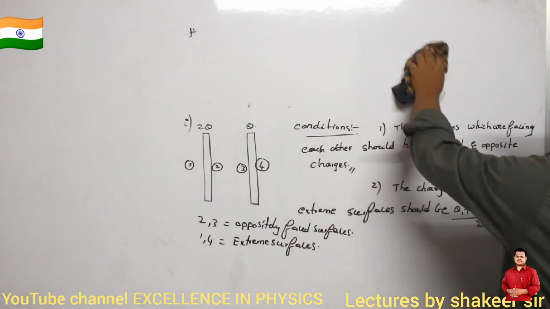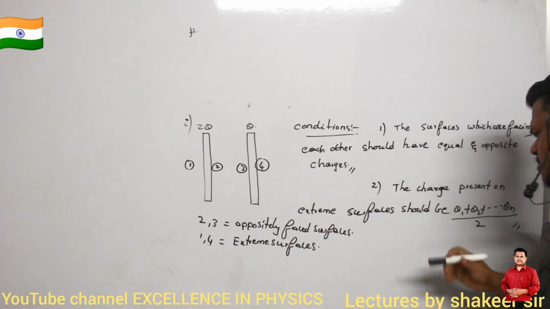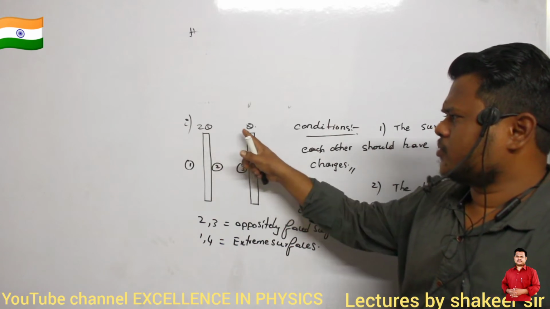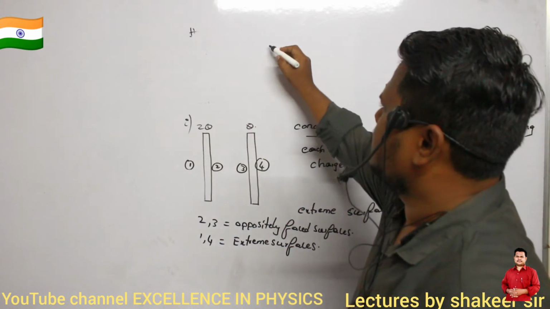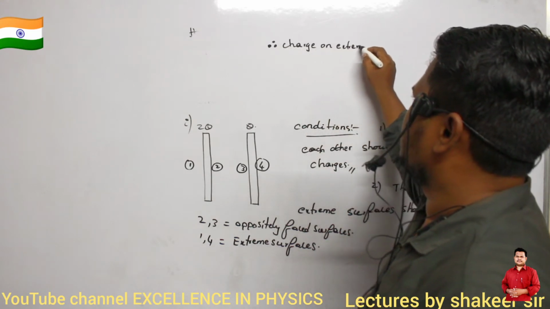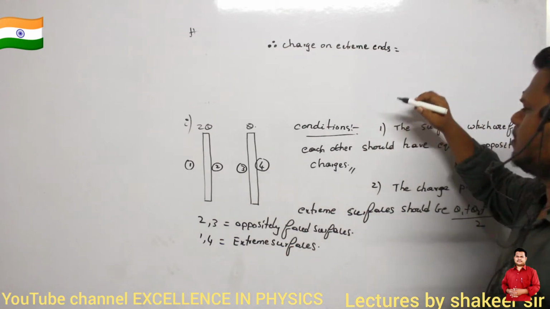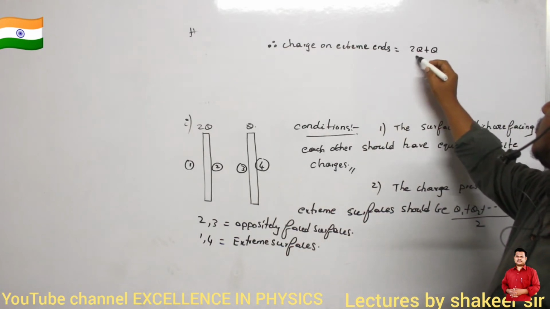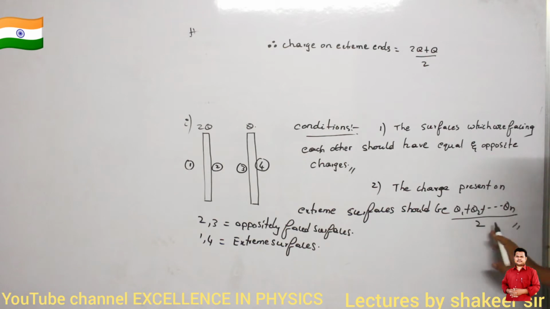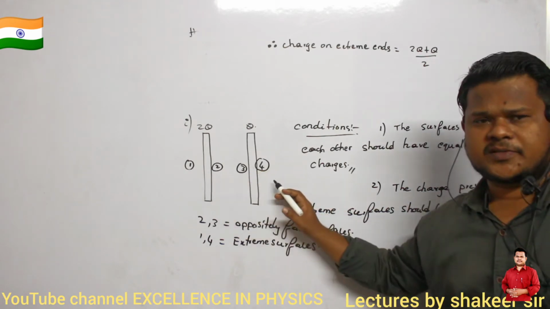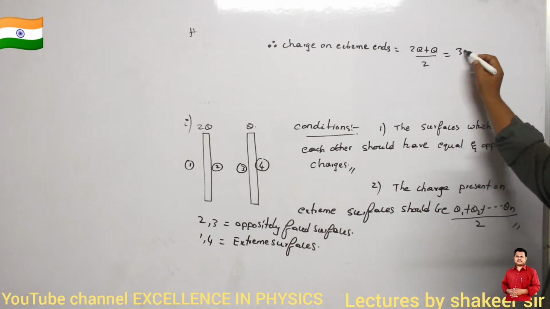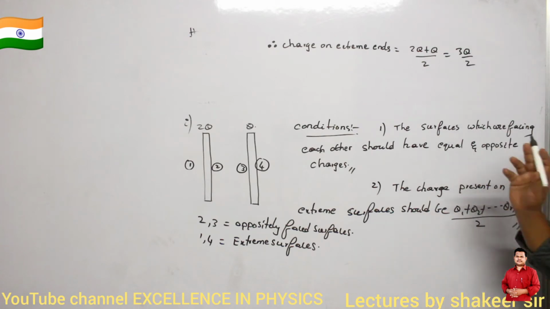Very simple. First of all, let us calculate using the second statement which we have written. The charge present on the plates is 2q and q. So the charge on the extreme ends will be equal to (2q plus q) divided by 2. That is, total charges divided by 2. Here I have only 2 plates, so (2q plus q) divided by 2, which is 3q divided by 2.